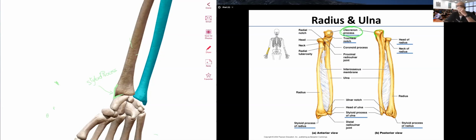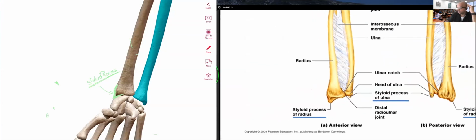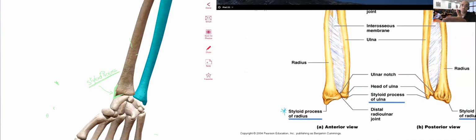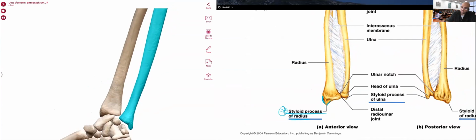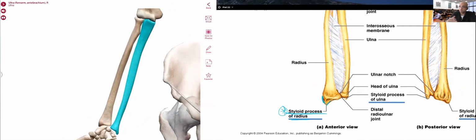Where did we hear styloid process before? Can you remind me in which bone I saw styloid process? In the temporal bone. Remember, styloid and mastoid. So here I've got another styloid process in the radius. In order to not get confused between which styloid process is which, if I just mention styloid process, I mean the one in the temporal bone. If I want to mention the styloid process of the radius, I would say styloid process of the radius. If I keep it non-specific, I mean the one in the temporal bone.